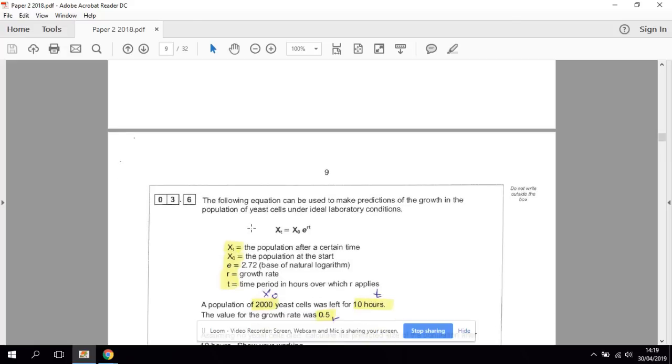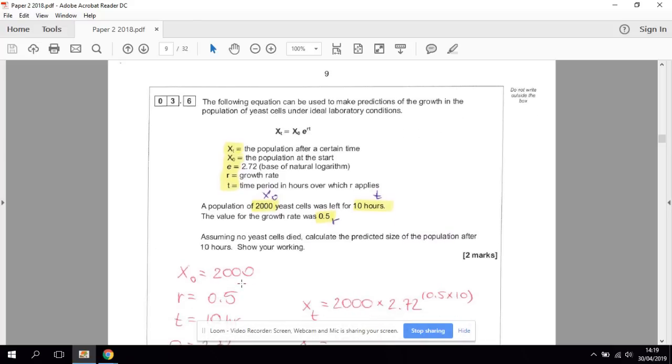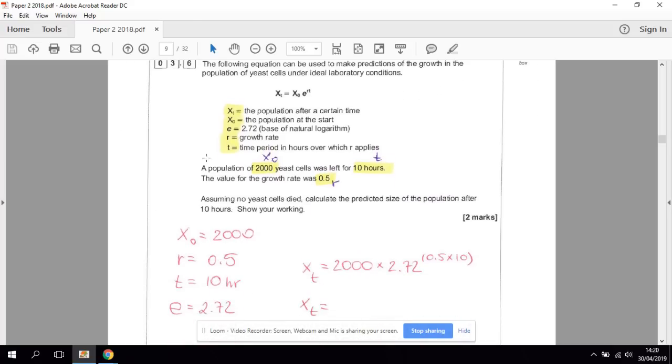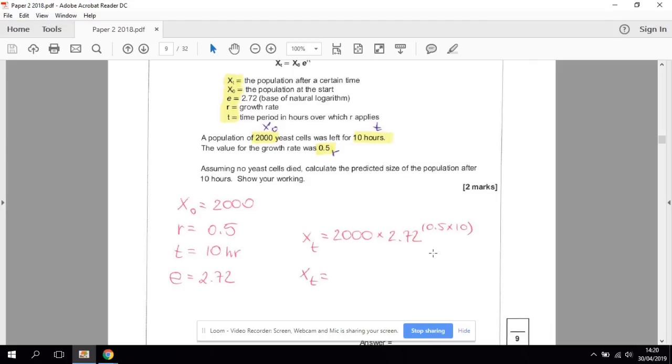Right, here we had the maths question. Again, we've got lots of information here, and the idea of this is to match them. So reading through the question, population size, so that's 2000. R is a growth rate, which we've got here as 0.5. T is the time, so that's 10 hours, and we've got e from here. So we need to put in the calculator using the formula provided, so 2000 times 2.72 to the power that we've been given in there. I didn't write the answer here, but if you put this in the calculator now, you will get the correct answer.